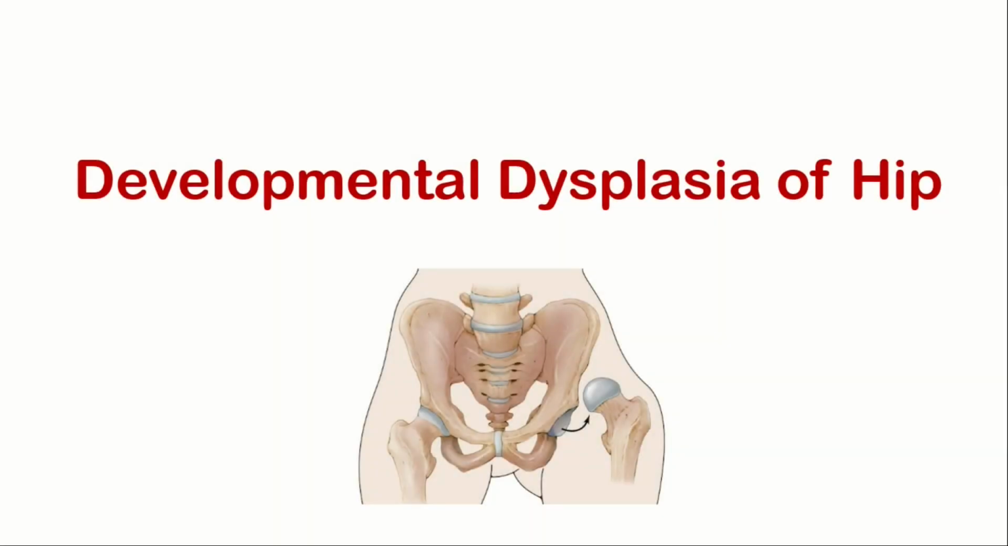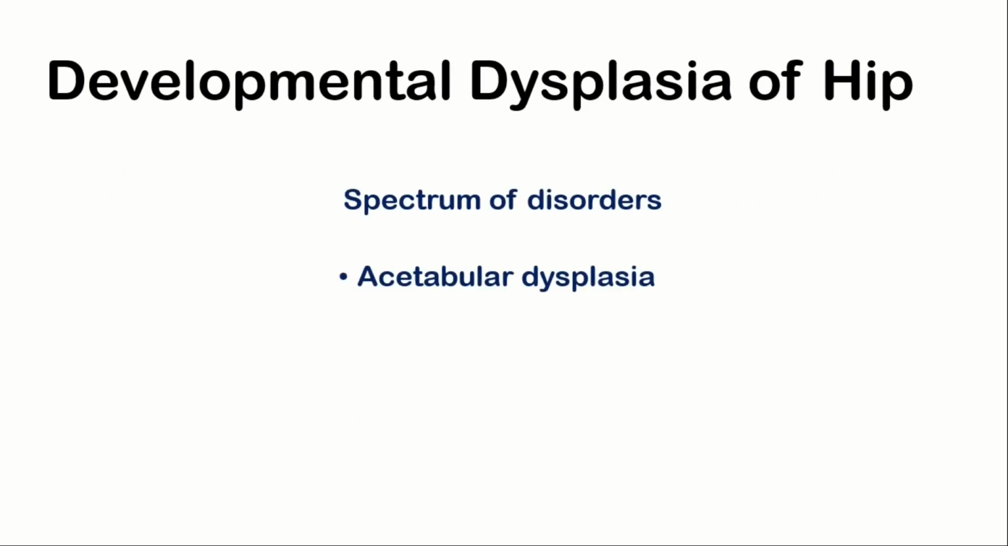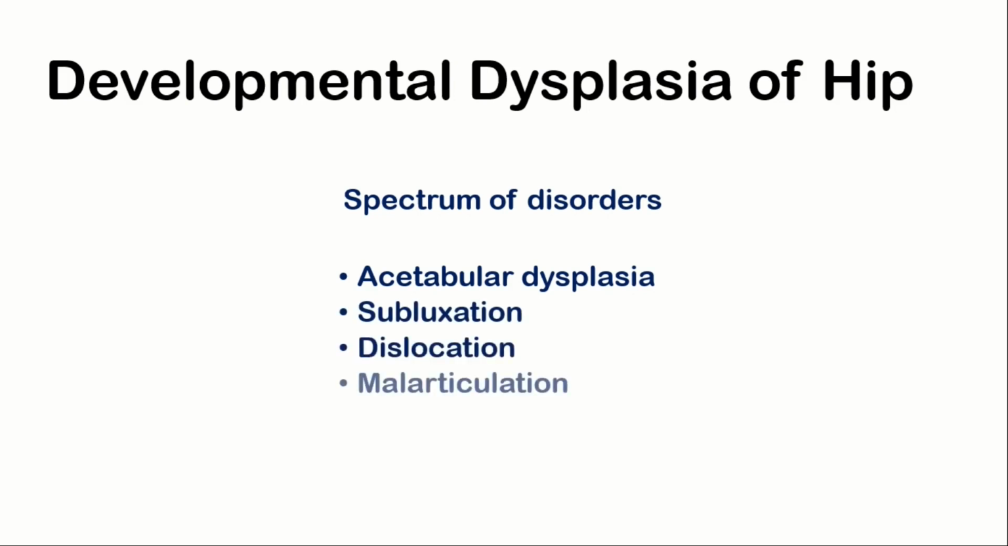Hello everyone. Today we are gonna talk about developmental dysplasia of the hip, also known as congenital hip dislocation. This condition comprises a spectrum of disorders including acetabular hip dysplasia, subluxation, and dislocation. Malarticulation, leading to dislocations, is also included in this condition.